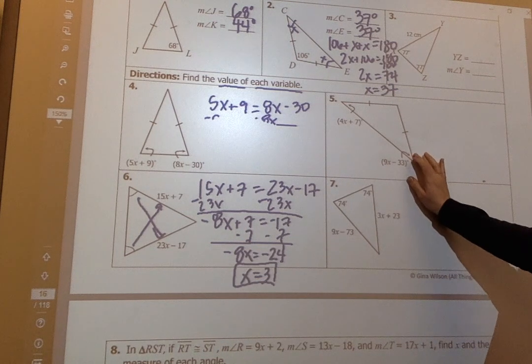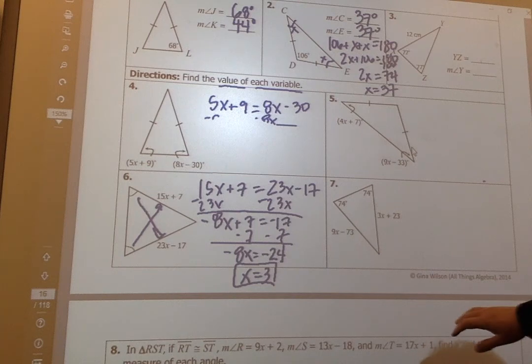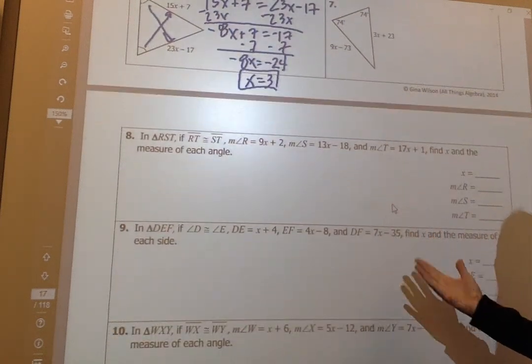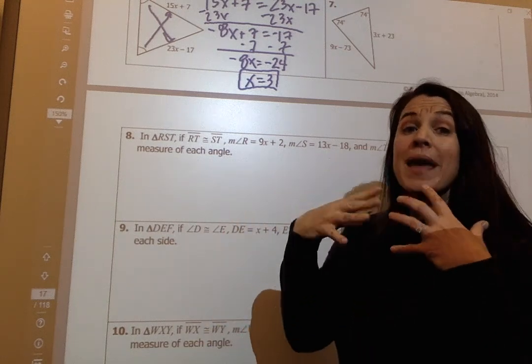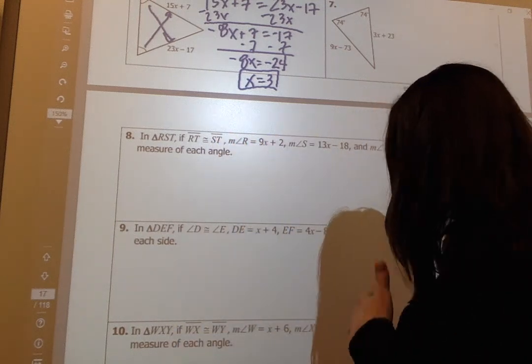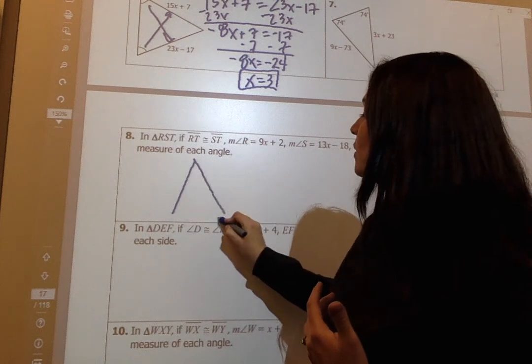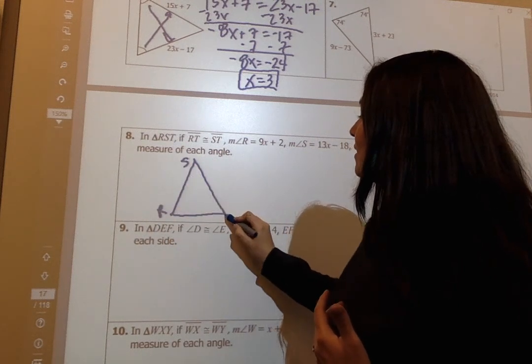Okay, let's go down to number 8. So now it's giving me a picture, or excuse me, now I have to make a picture because it's giving me these words. So I'm going to label my triangle RST.